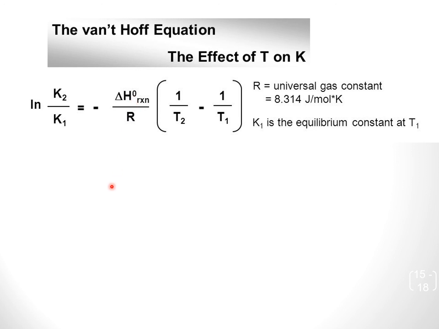So for an exothermic reaction, an increase in temperature is going to decrease the value of the equilibrium constant. So you're going to get less product. That makes sense because heat would be a product.